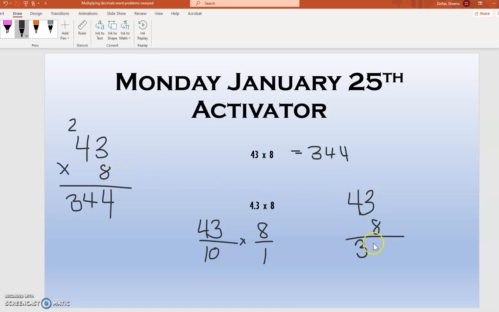Okay, the only difference would then be that I need to include a decimal in my answer. So I have one decimal point here, none in the 8, so I'm going to just shift this over once. And as you can see, the answers are very similar, except for just moving that decimal place value.